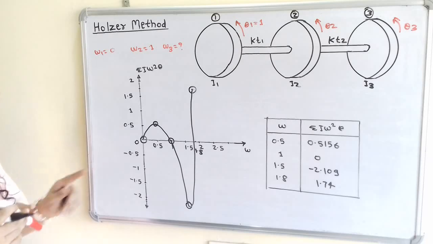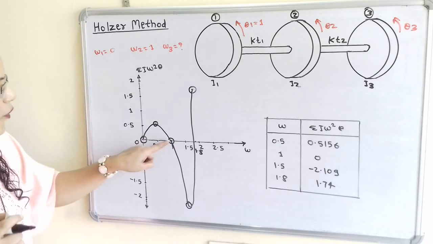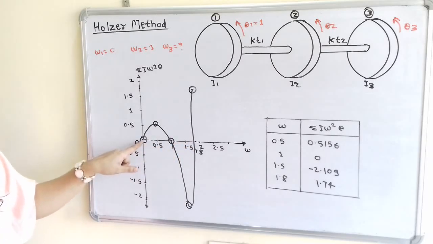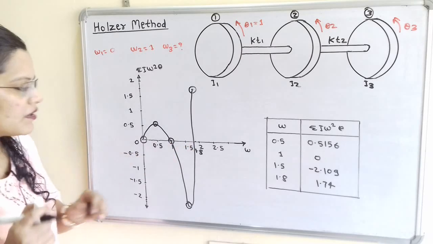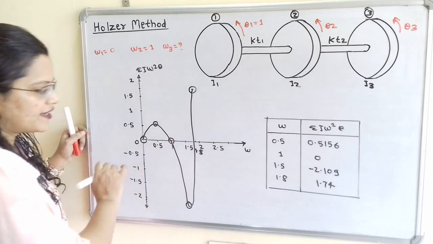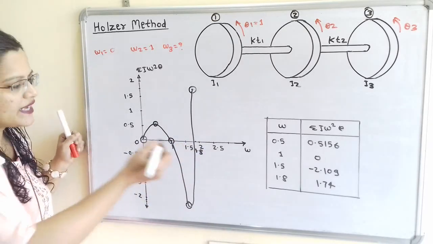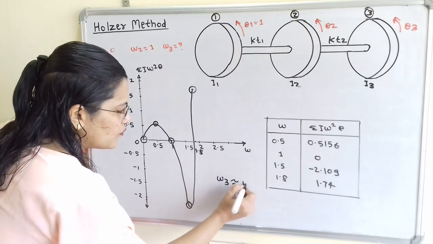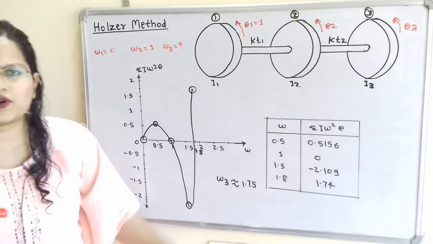Now if we observe, we know that the natural frequencies are the points of intersection. The first point of intersection is 0, the second is for the frequency 1, and now the third is in between 1.5 and 1.8, but it is nearly equal to 1.8. So we can say that omega 3 is approximately equal to 1.75. So the third frequency is 1.75.